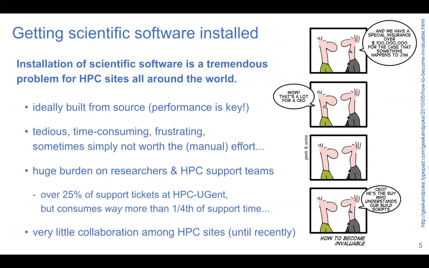So first of all, getting scientific software installed is a known big issue for basically all HPC sites around the world. You have this big fancy supercomputer, but you need some software installed on it as well to make use of it. Ideally, you're building this software from source, so you can target the specific architecture of your system. Support teams, researchers and anyone who needs to install software spend a lot of time on this, and it can be very frustrating.